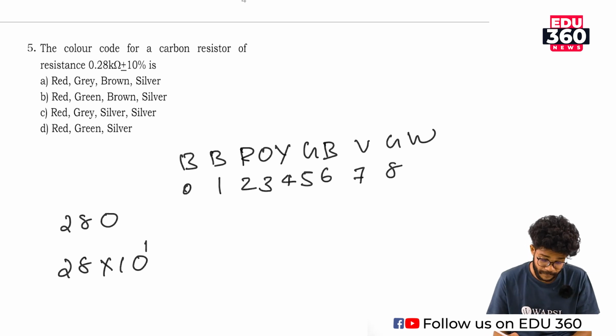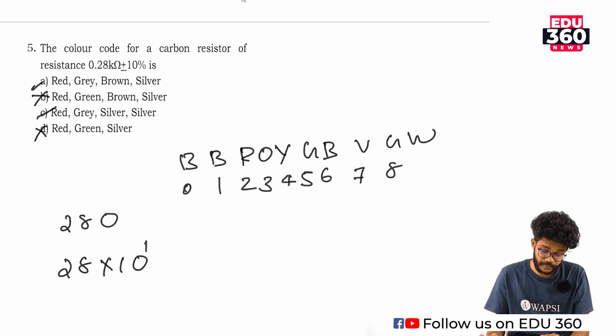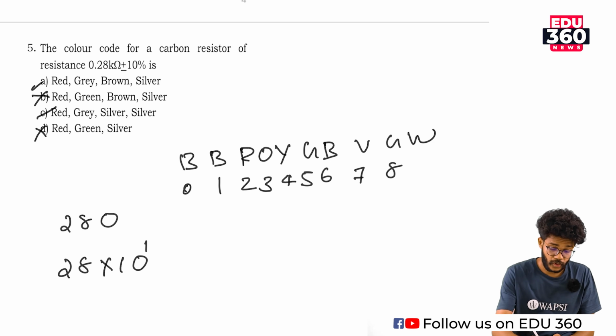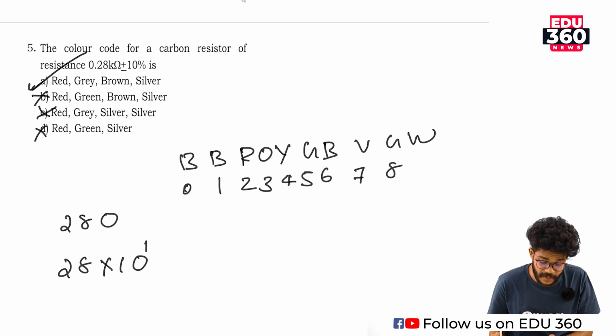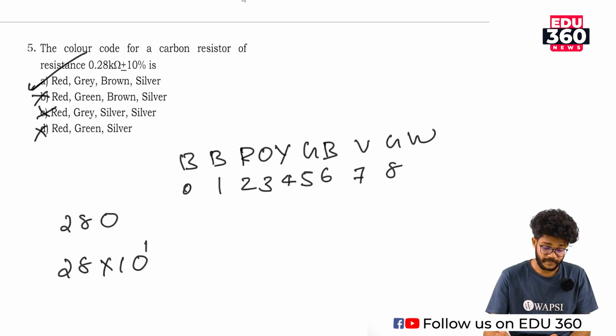Gray. Second color will be gray, and option A and option C have gray. So option B is wrong. Option D is wrong. And 10 raised to 1 is brown. So comparing option A and option C, the brown one is option A. So option A is correct and option C is wrong, because they are marked as silver in the third place. Third place gives the power of 10. Here the power is 1 and 1 is brown. Okay, then option A is the correct answer.